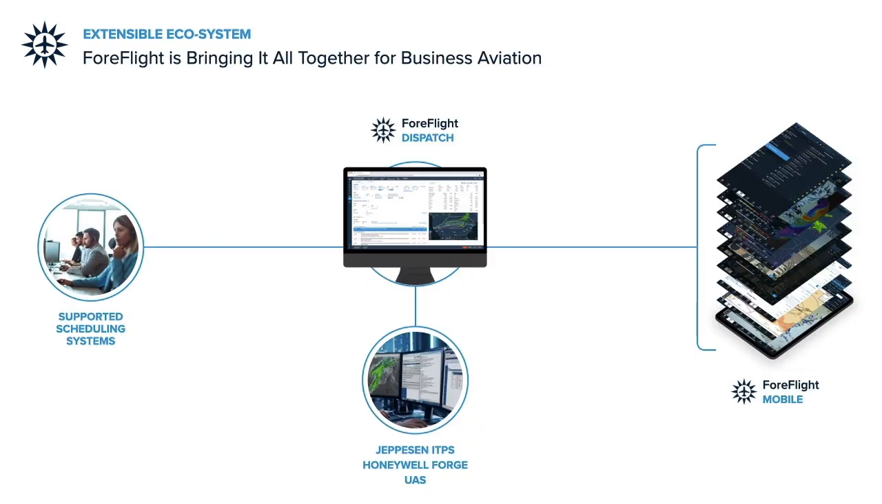So this is the Dispatch ecosystem. We've got Dispatch here in the center. On the left side here, we have several scheduling systems that we integrate with just out of the box, and we do that via API. So if you have a scheduling system, you can integrate that into ForeFlight Dispatch, and all of your flights can automatically feed in. And then in the Dispatch view, if you need to, you can do more complex flight planning and add documents, anything like that.